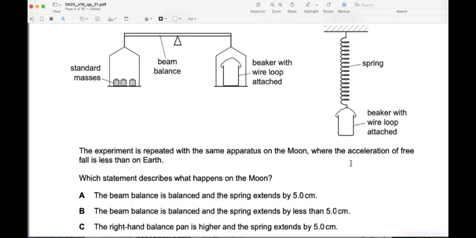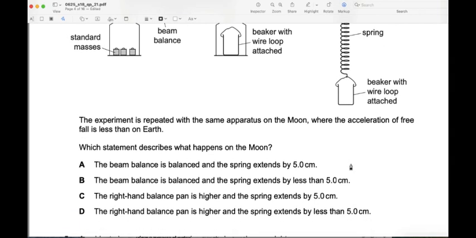Now the experiment is repeated with the same apparatus on the moon, where the acceleration of free fall is less than on Earth. On the moon, the acceleration of free fall is 1.6 Newton per kg, while on Earth it is approximately 10 Newton per kg, which is 9.81 something. For IGCSE, we say 10 Newton per kg. So acceleration of free fall on the moon is way smaller than that on Earth.